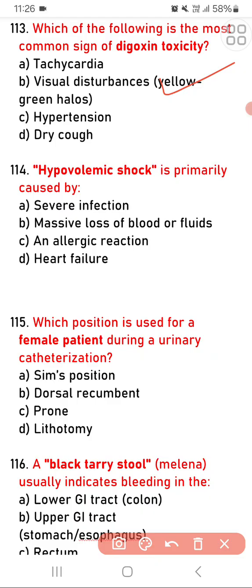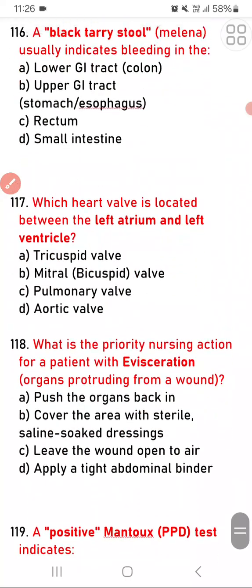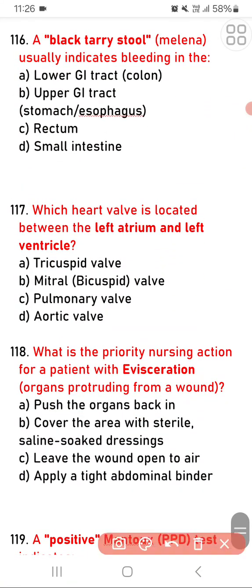Hypovolemic shock is primarily caused by massive loss of blood or fluids. Which position is used for a female patient during a urinary catheterization? Dorsal recumbent. A black tarry stool, melena, usually indicates bleeding in the upper GI tract, that is stomach or esophagus.